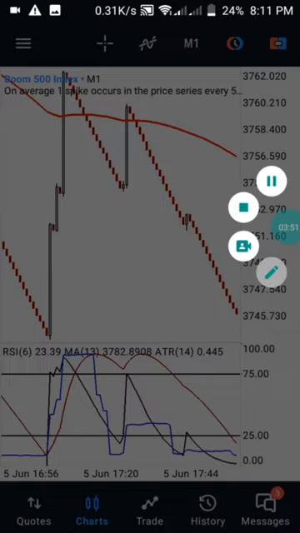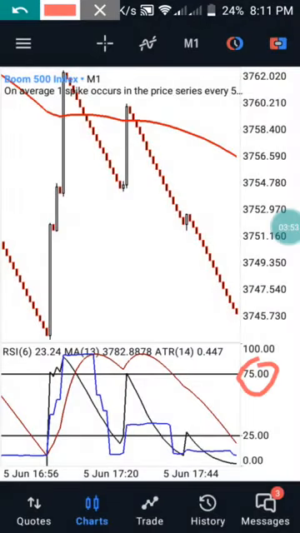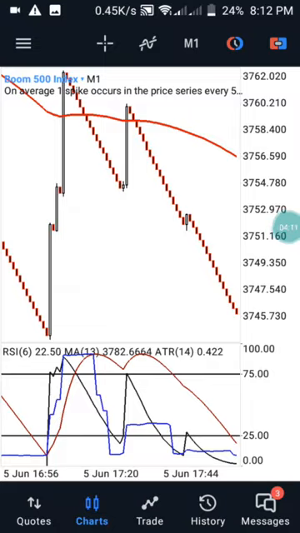What you just need to do is to always target this 75 level. You see, once it crosses it at this particular area, this will be your best time to find your entry. And don't forget to set up your stop loss, which is going to be your last spike area that you see from here. So that will be your stop loss. You set your stop loss around there, and your entry is going to be around there.